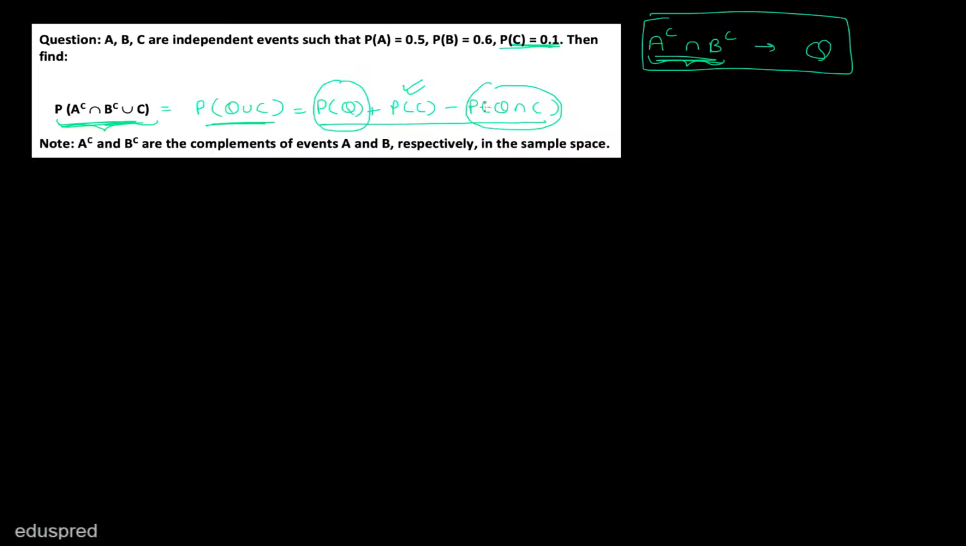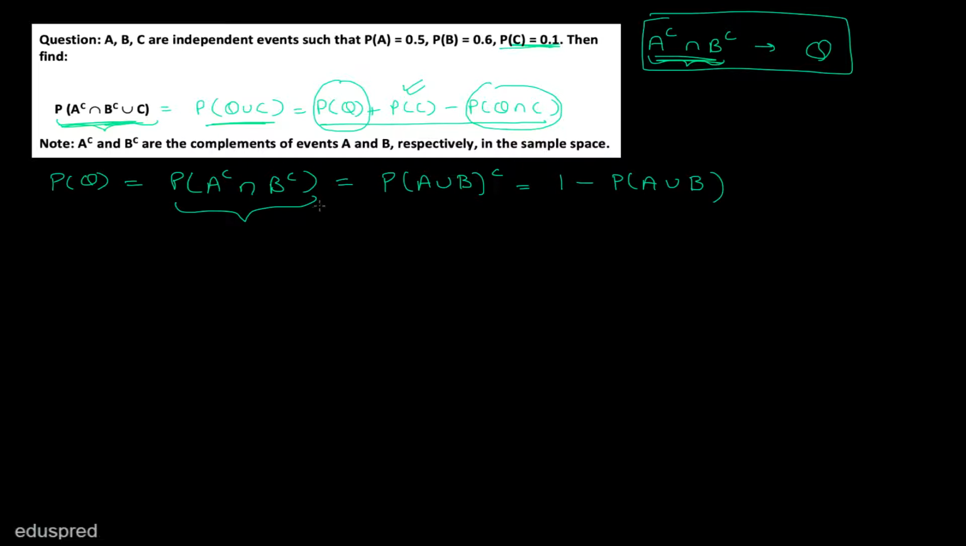So first, let's try to figure out the probability of Q. So probability of Q is actually equal to the probability of A complement intersection B complement. Now, if you know your properties well, then you should know that this can be written as probability of A union B complement, which further can be written as 1 minus probability of A union B. If you are wondering how we are going from here to here, then let me quickly make a Venn diagram and show you that this is actually going to be equal to this.